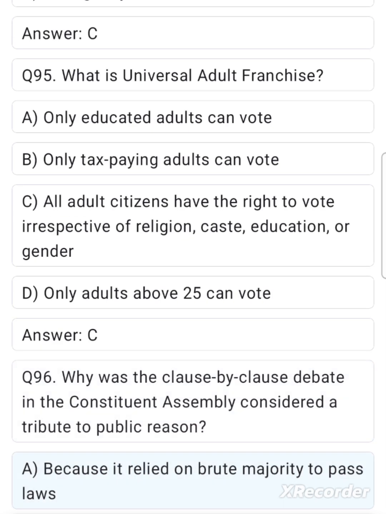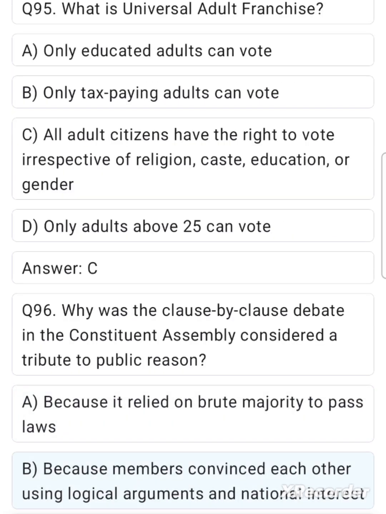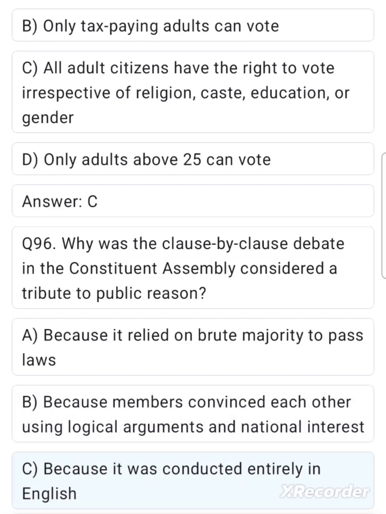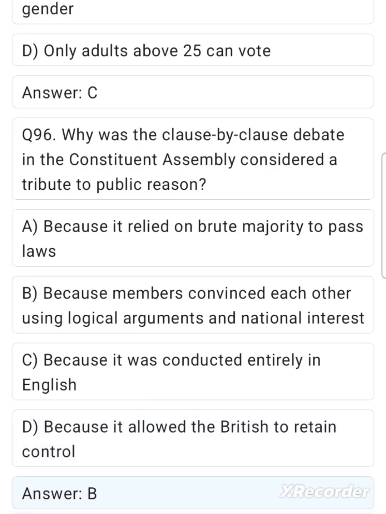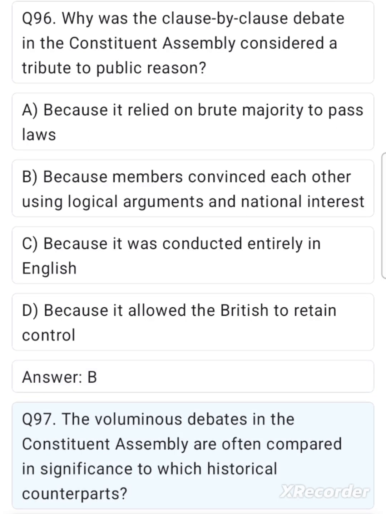Q96. Why was the clause-by-clause debate in the Constituent Assembly considered a tribute to public reason? A. Because it relied on brute majority to pass laws. B. Because members convinced each other using logical arguments and national interest. C. Because it was conducted entirely in English. D. Because it allowed the British to retain control. Answer B.